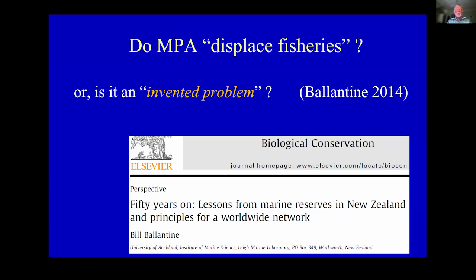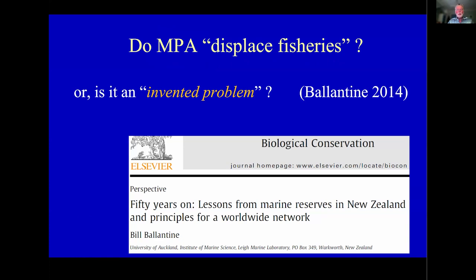So another point that occurs frequently is that marine protected areas displace fisheries. And Bill Ballantyne actually called this one of his invented problems. And he argued that, well, fisheries are very dynamic. They use different gears. Fishermen will fish in different places at different times. They're already very dynamic, as are their fishery resources that they're trying to catch. So is there really any effect? And actually, nobody's ever shown an effect of fisheries displacement due to MPAs.